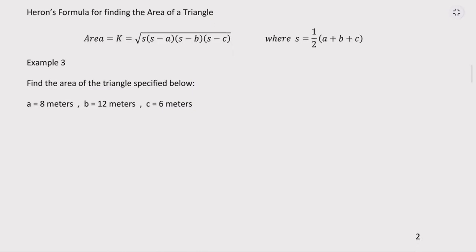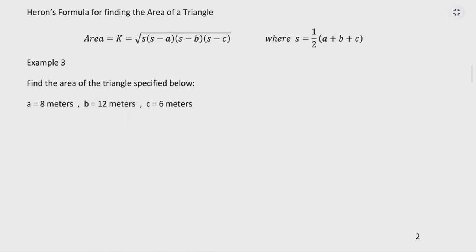All right, so we have a formula that helps us to find the area of a triangle if all we know is the length of the sides. So it's called Heron's formula for finding the area of a triangle. So area is equal to K, which is equal to the square root of S times S minus A times S minus B times S minus C, where S is 1/2 the sum of the three sides of the triangle, A plus B plus C.